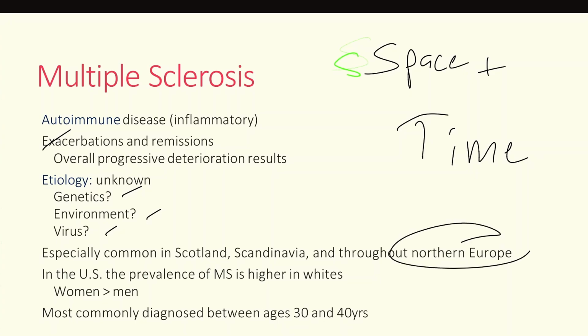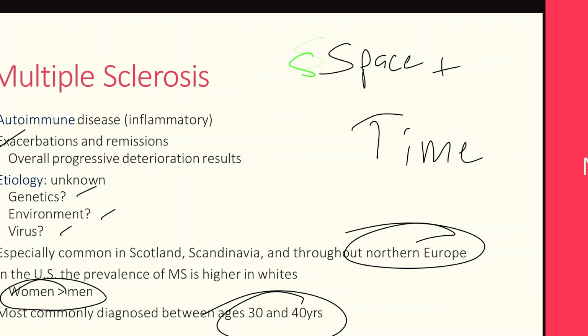Very common in northern European countries or people of northern European descent. In the US, more women than men get MS. So again, if a question has a female who starts getting numbness and tingling or double vision, off balance, it's a young, 30 to 40-year-old woman, might be MS because more women than men. That fourth and fifth decade of life is when they start getting diagnosed.